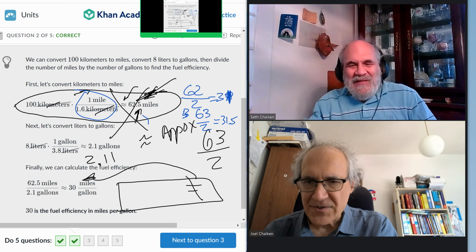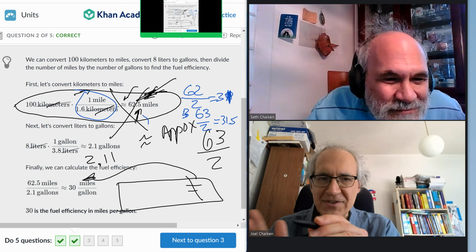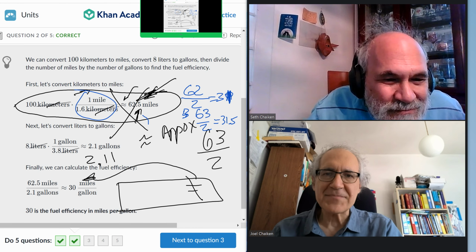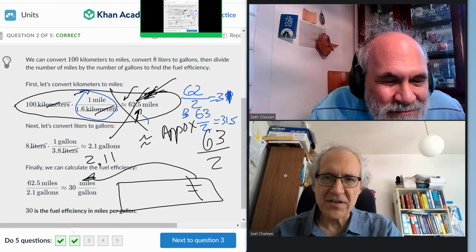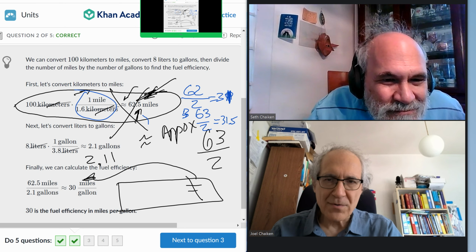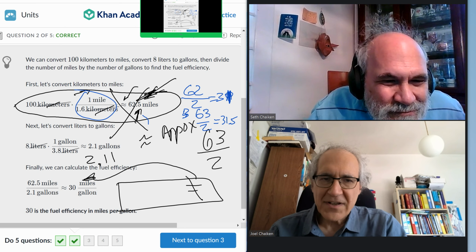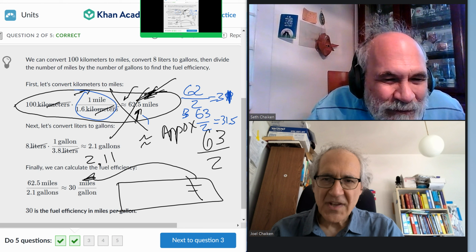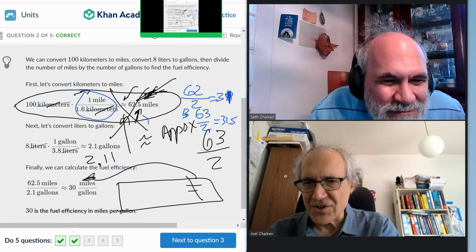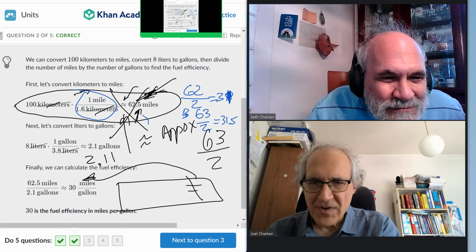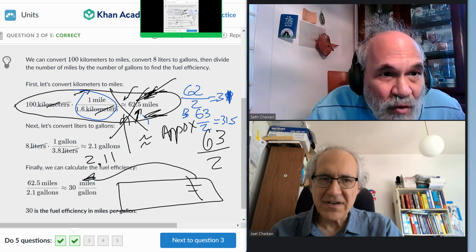It's safer to do this. Please don't round in the intermediate steps. It's so, so important. Carry the extra numbers through, then do all the rounding at the end. They should have said that. They should have made a note here saying, hey, warning, do not round here. You're not going to get the right answer.